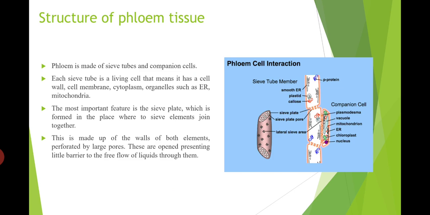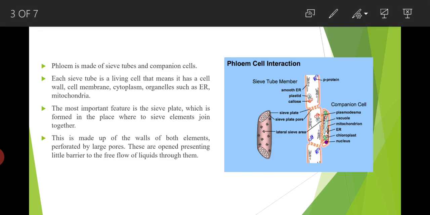But first of all, let's see what structure the phloem tissue has. Phloem is made up of sieve tubes and also companion cells, which are cells that always associate with the sieve tubes.